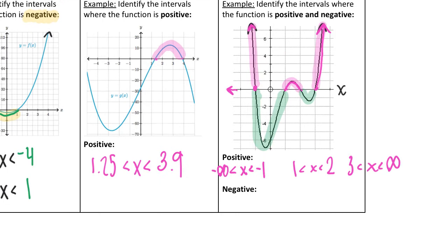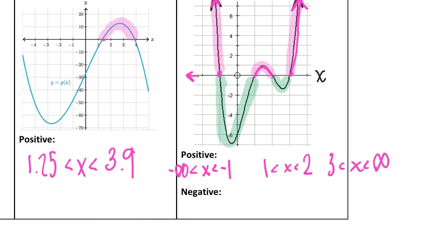Go ahead and pause the screen and you try to write the negative portions of the graph. Write them as inequalities in terms of x. You should have this portion of the graph that's negative begins at -1, and you continue to be negative until the x value of +1. The next portion of the graph becomes negative at the x value of 2 and continues to 3.